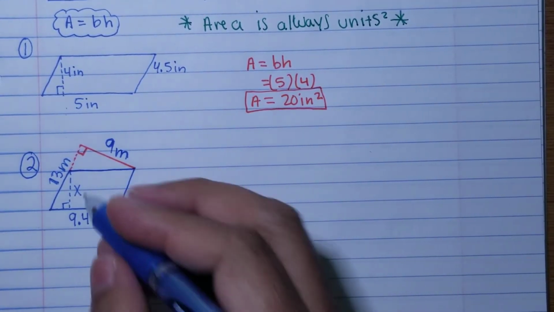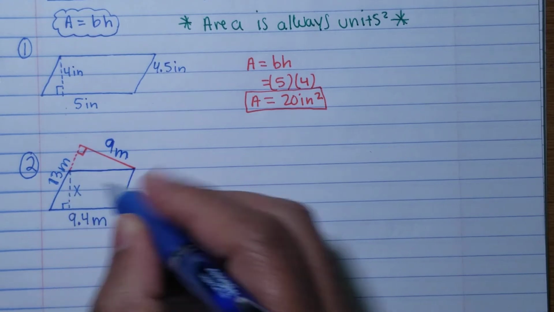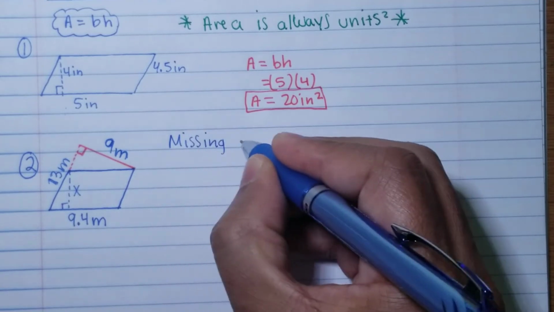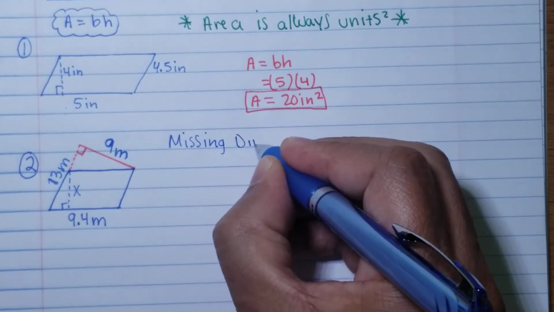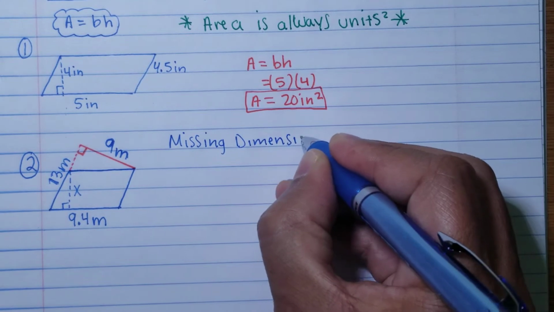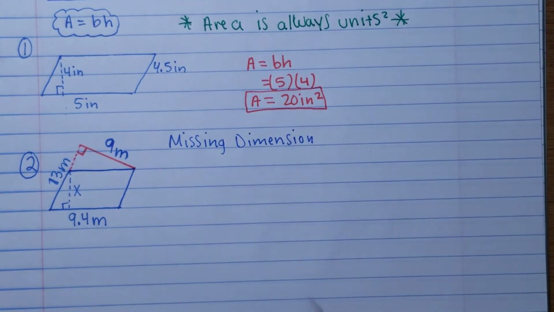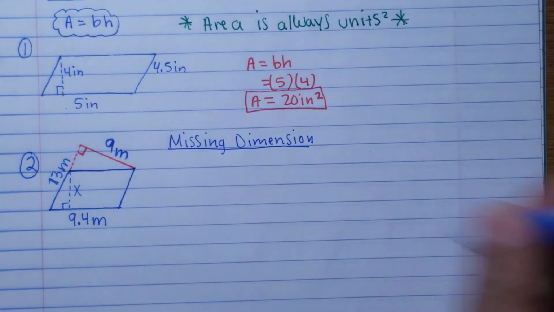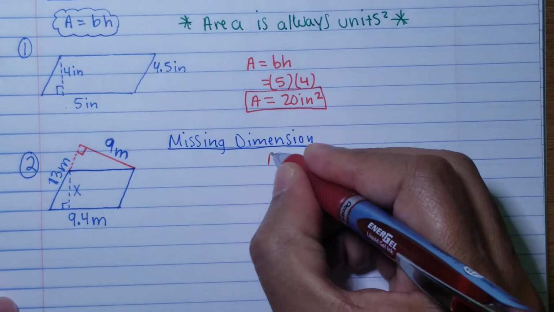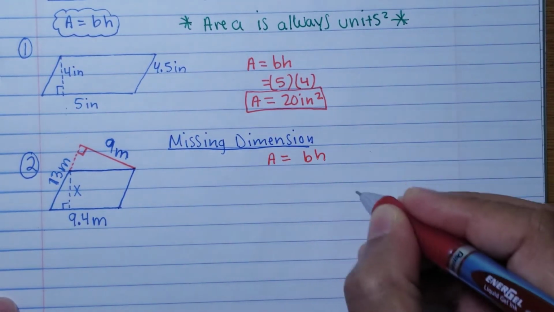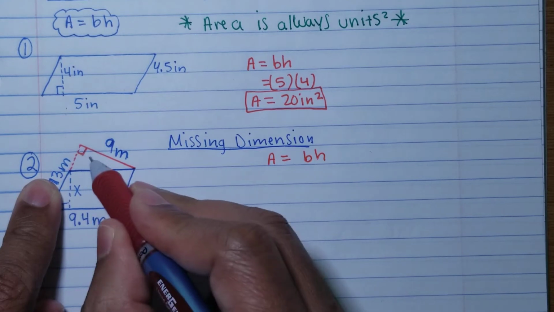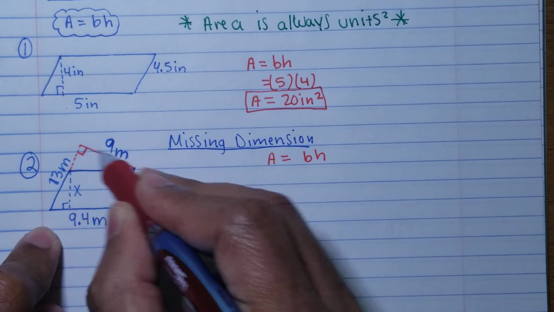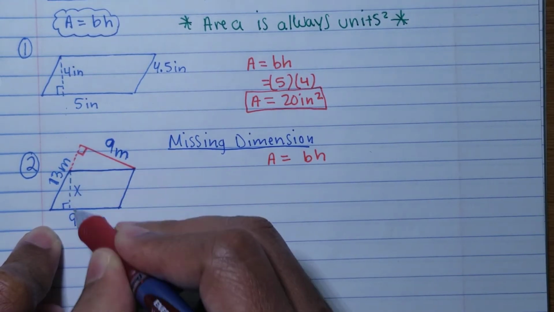On this next example, notice that we don't have this height. Okay, so this is an example of missing dimensions. Okay, so what if we're missing one of the dimensions? So in this case, this is no different than the previous problem. We still use the formula, the area equals the base times the height. But notice this one is a height and this is a base. Okay, but we're interested in finding this one. But if we use these 2 dimensions, that can help us find this dimension here.